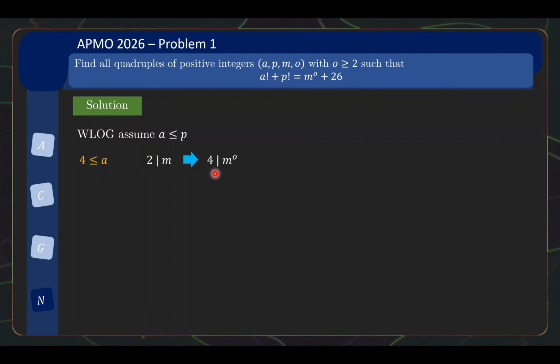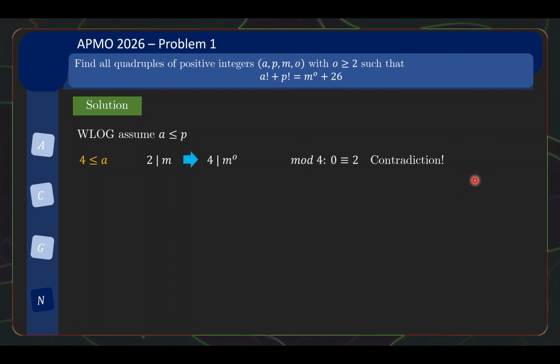Okay. Then what does this tell us? Now if we take mod 4, A factorial has 2 and 4 inside the factorial, so this is divisible by 4. P factorial is divisible by 4. M to the O is divisible by 4. So you have 0 congruent to 2 mod 4, which is a contradiction. So there is no solution in this case. Yeah, a very simple idea. But this trick that you see here will be used in different variations across the solution.